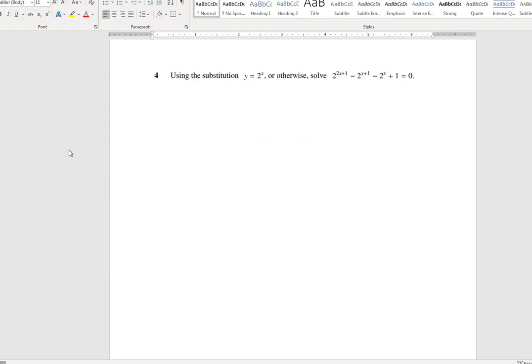Okay, this is question 4. Using the substitution y equal to 2 to the power of x, or otherwise, solve 2 to the power of 2x plus 1 minus 2 to the power of x plus 1 minus 2 to the power of x plus 1 equals 0. Okay guys, I'm going to show you how to solve this one. So we're going to use y equal to 2 to the power of x.